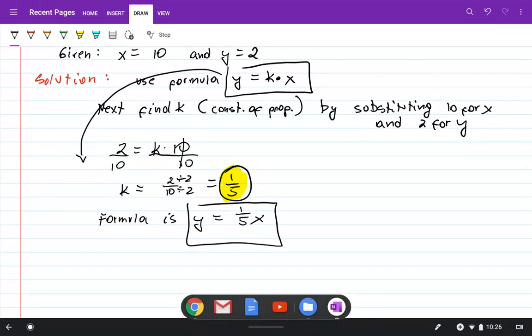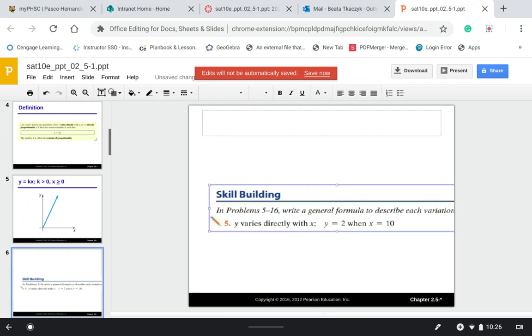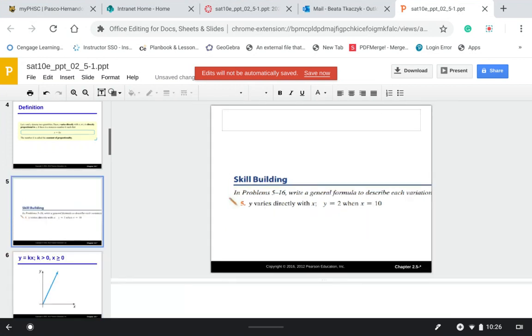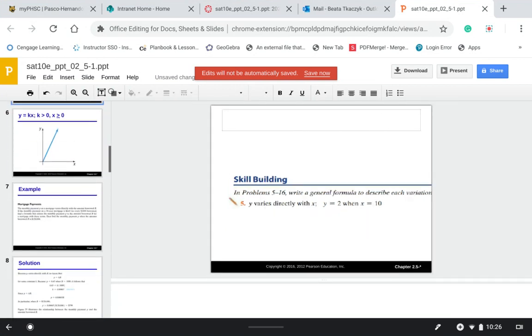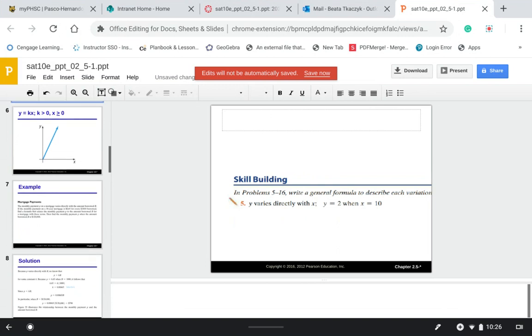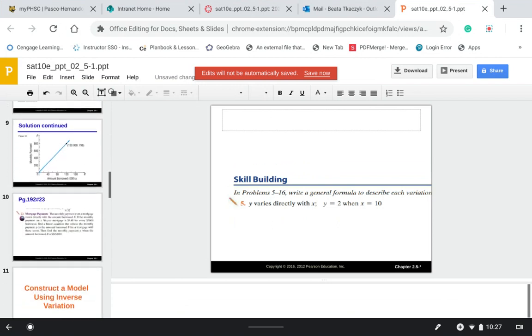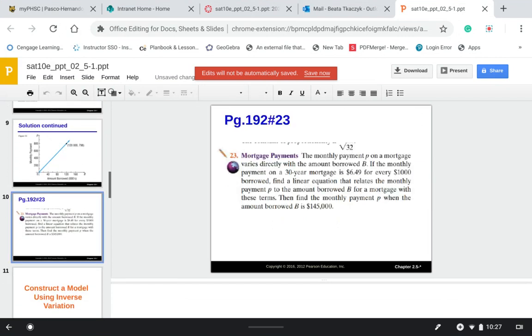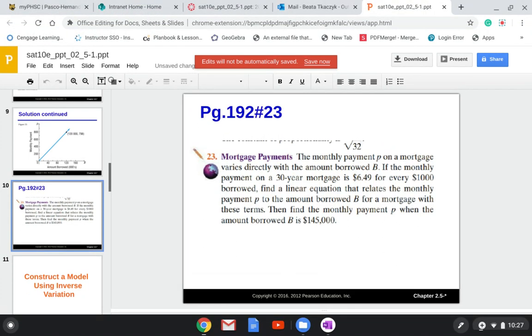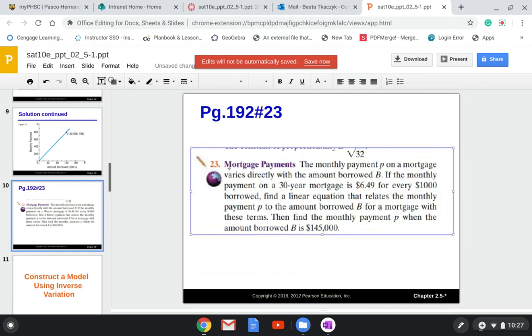So, you guys, next what I want to do with you, I'm following the PowerPoint. We're going to solve number 23 from the textbook. However, you have this problem on the PowerPoint. In my case, there's no way that I can copy and paste, so let me just open the textbook.